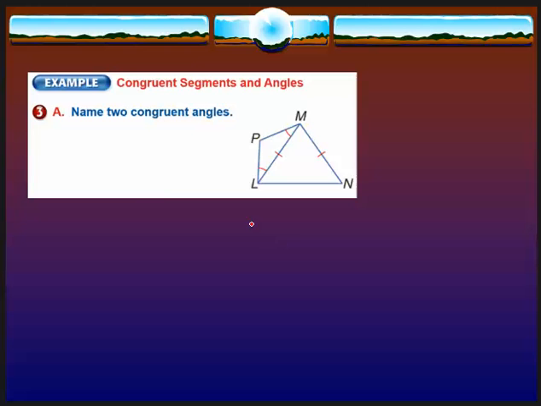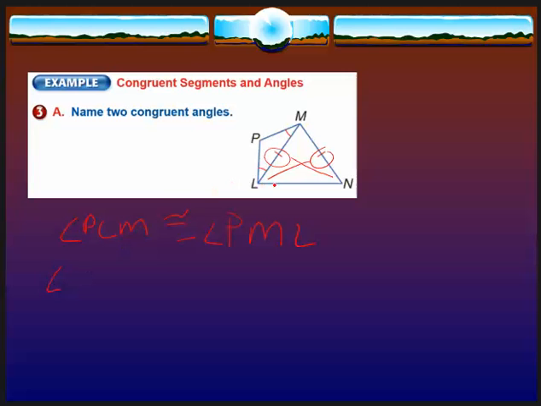Okay, here's another one. Name two congruent angles. Well, we have two angles right here already marked. Angle PLM is congruent to angle PML. What's another pair? If I know that these two sides are congruent, then I know the angles opposite those two sides are congruent. So how would I name those?